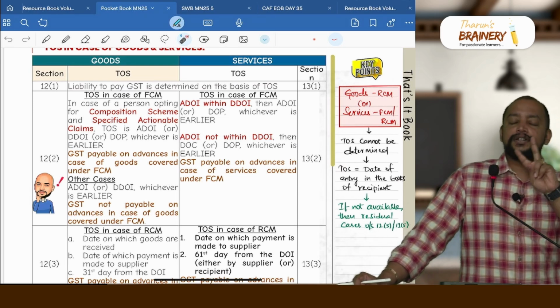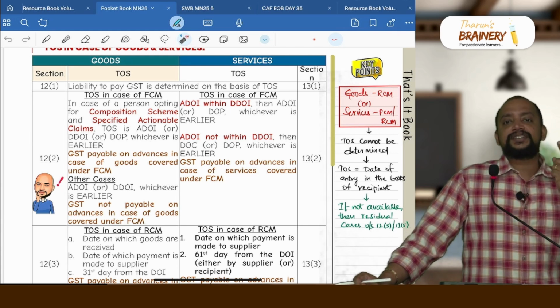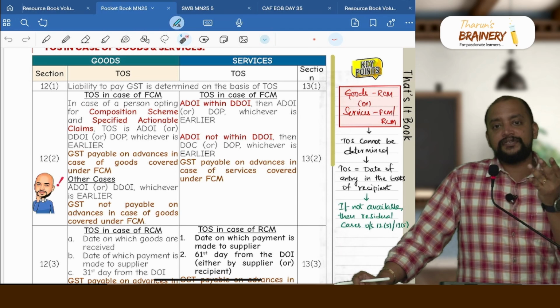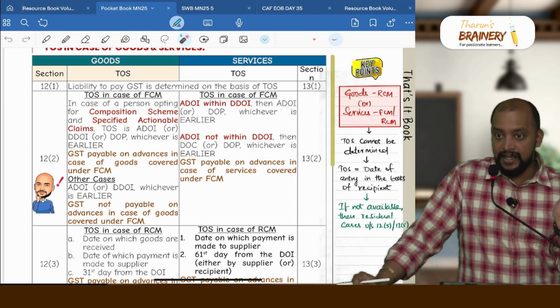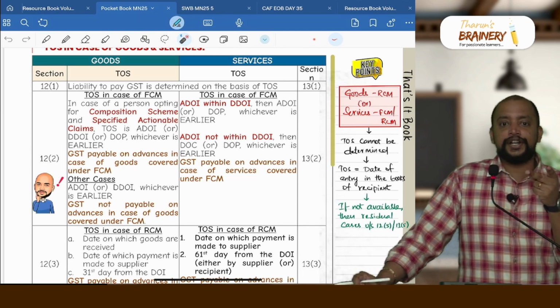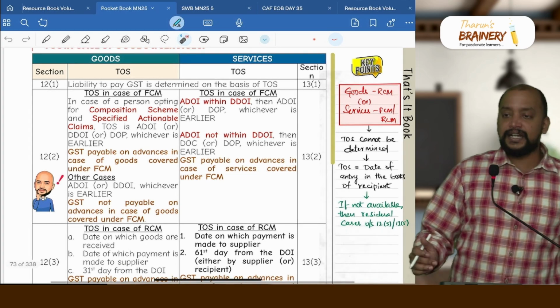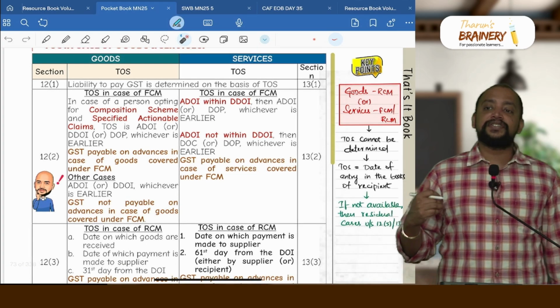So for goods, we have to learn 2 points. Number 1, composition scheme and specified actionable claims. We need to take 3 dates: due date of invoice, actual date of invoice or date of payment, whichever is earlier. For others it will be only 2 dates: due date of invoice or actual date of invoice, whichever is earlier. Whereas for services under FCM we need to check whether invoice is given within the due date.